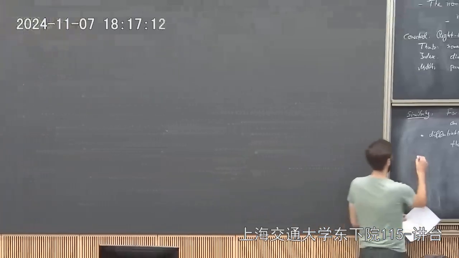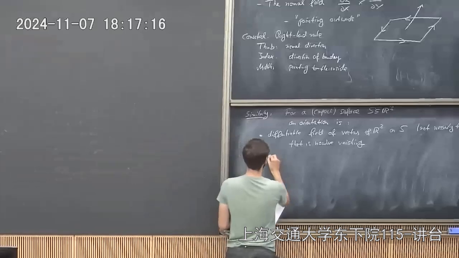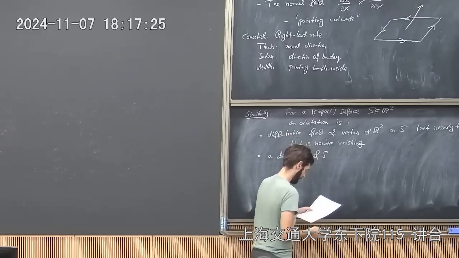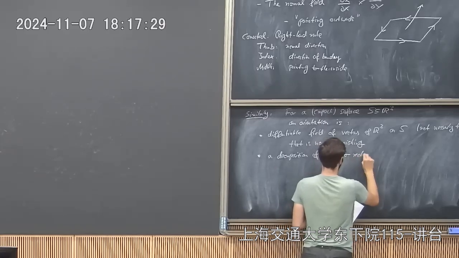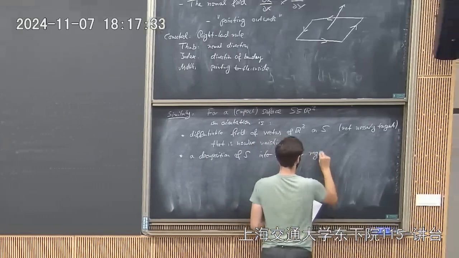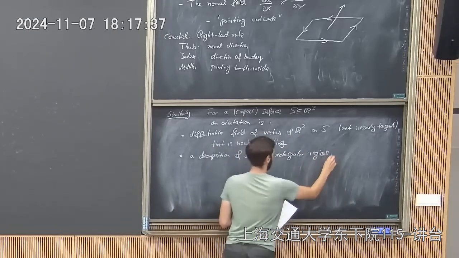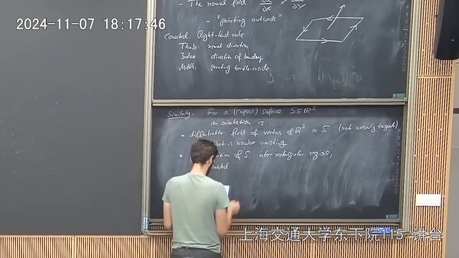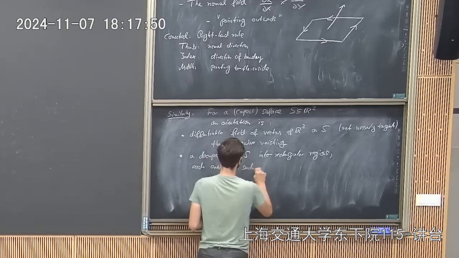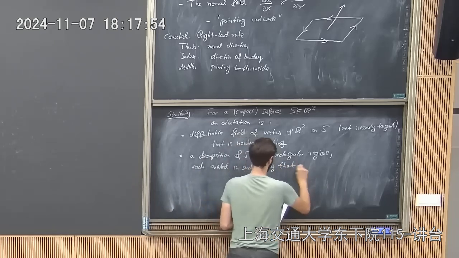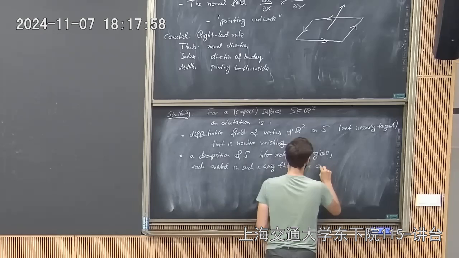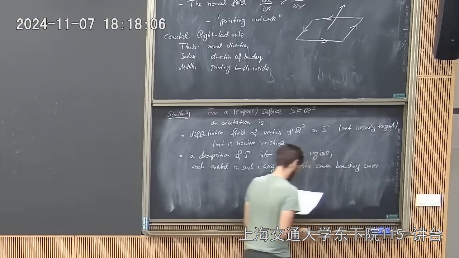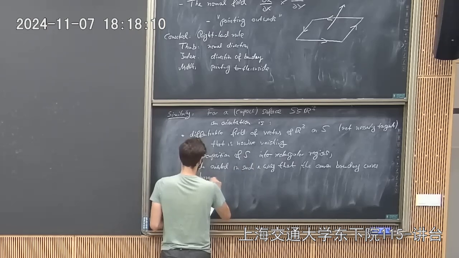And conversely, we can also say it as a decomposition of S into rectangular regions, and each one is oriented in such a way that the common boundary curves are of the opposite direction.